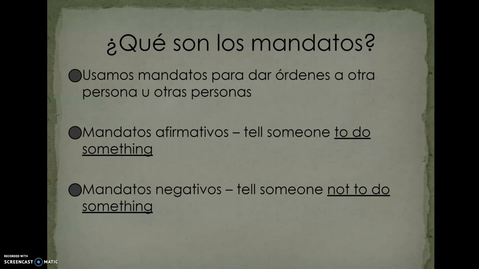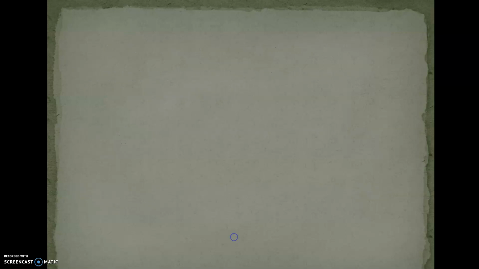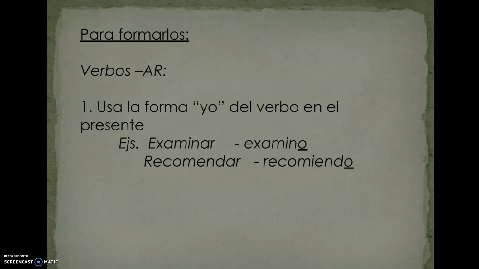The first thing we need to know is how to form them, cómo los formamos, okay? So para formarlos, para un verbo AR, usamos la forma yo del verbo en el presente, okay? So we need to start off with the yo form of the verb in the present. And this becomes very, very important, especially as we deal with verbs that have stem changes or are irregular in the present tense, in the yo form especially, because when we use commands, we keep these stem changes and we keep these irregular yo forms.